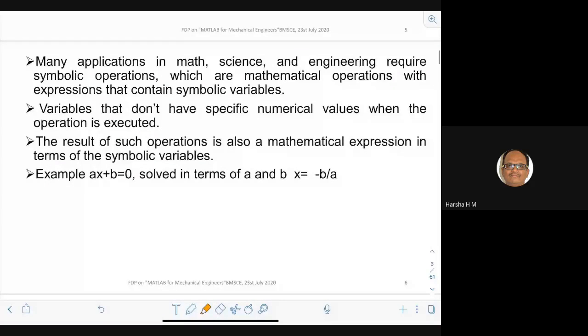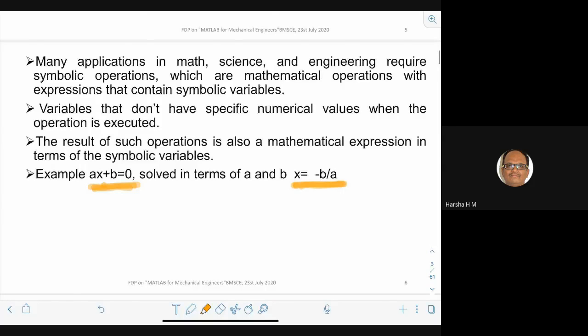Suppose I have an expression ax plus b, and I would like to solve this equation for x in terms of the other coefficients b and a. Then I should get it like this. So there are no numbers here. You would look at these expressions under the topic of symbolic math.